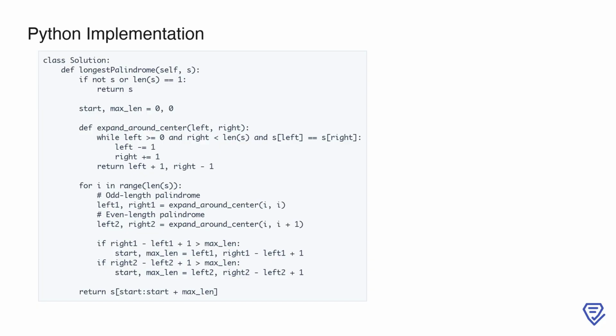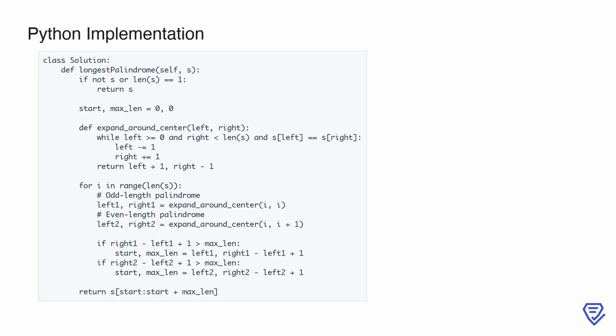The core of the algorithm lies in the expand_around_center helper function. This function expands outward from a given left and right index, checking if the characters are equal while staying within bounds. It stops expanding when the characters differ or the bounds are exceeded. The function returns the updated bounds of the palindrome.